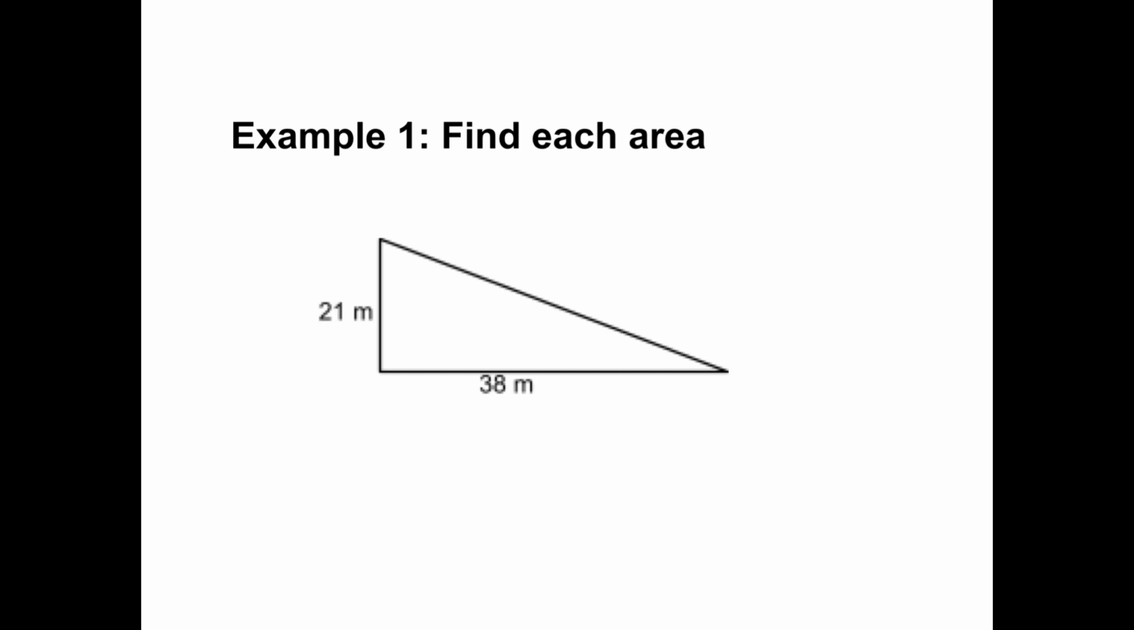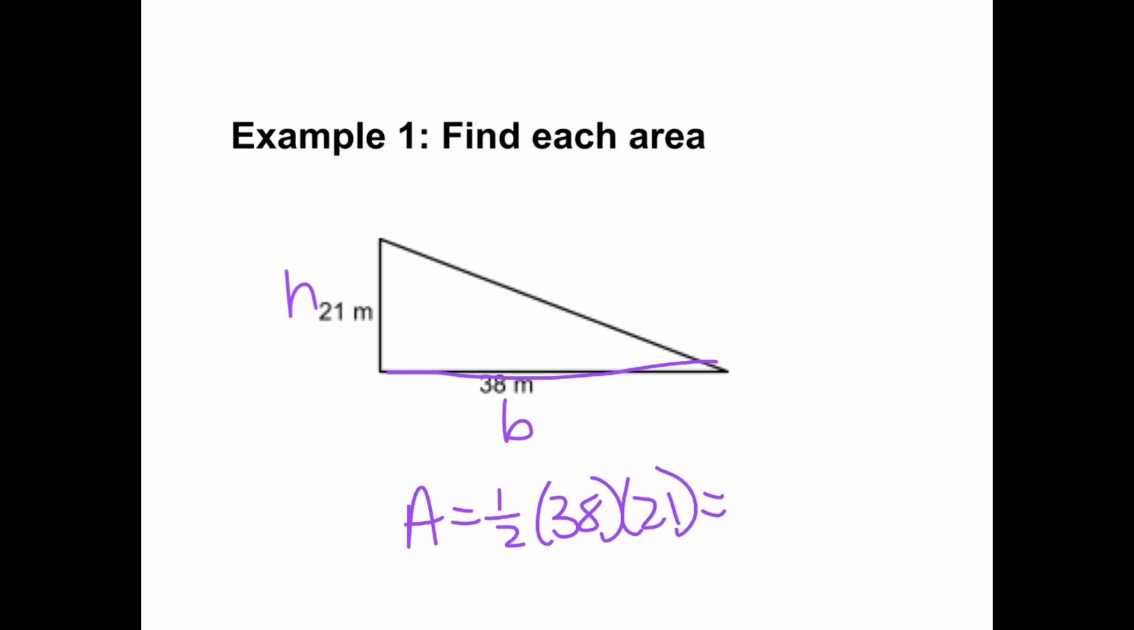I'm going to move quickly through this because we are so used to finding area of triangles. This is not new material. So in this particular example, the 38 is going to be considered the base simply because that's the side that the triangle is laying on. The 21 would be the height. So we're just going to use 1/2 base times height to get our answer of 399 meters squared.